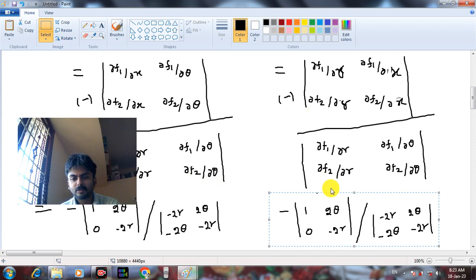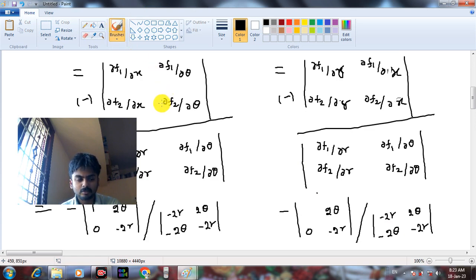F1 with respect to r means, what is our f1? So x will become 0, theta square will become 0, and it will become minus 2r. We have to delete the entire numerator, so we shall remove everything in the numerator.